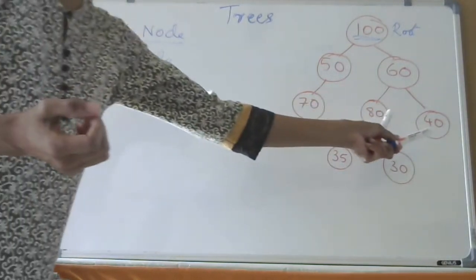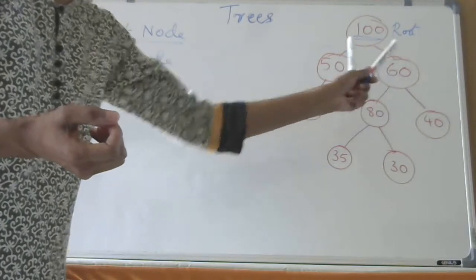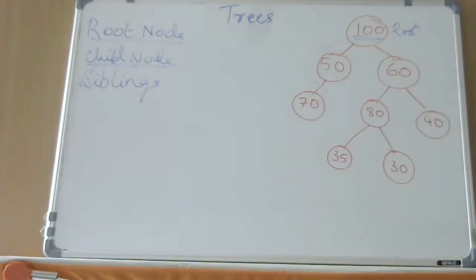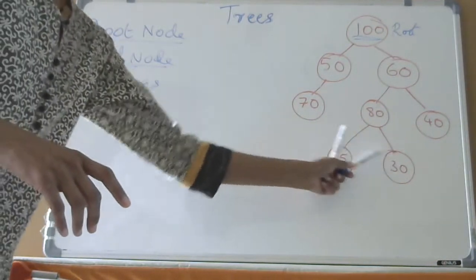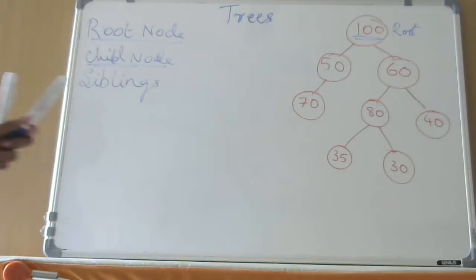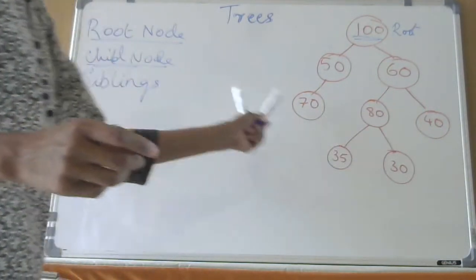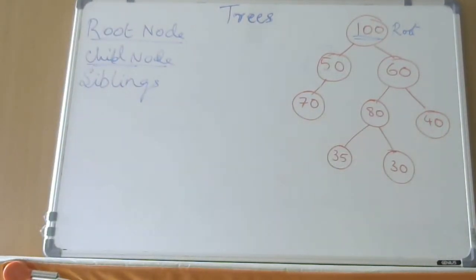Similarly, 80 and 40 are child nodes of 60. That means 60 is a common parent for 80 and 40. So 80 and 40 are called siblings. Again, 35 and 30 are derived from 80. 80 is a parent node which has two child nodes, 35 and 30. So 35 and 30 have the same parent node 80. That is why you call them siblings. That is the meaning of siblings.